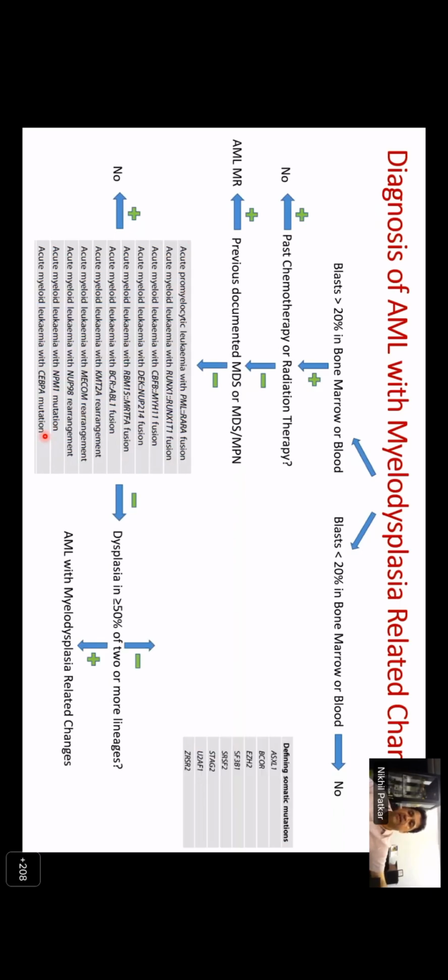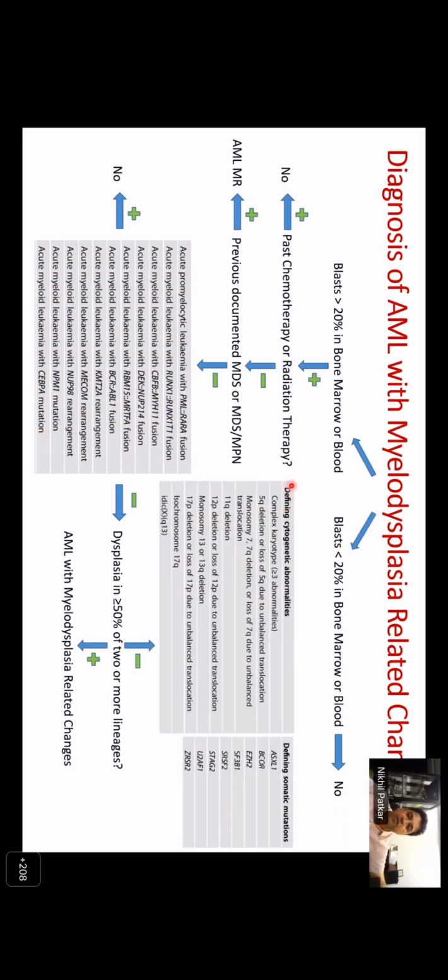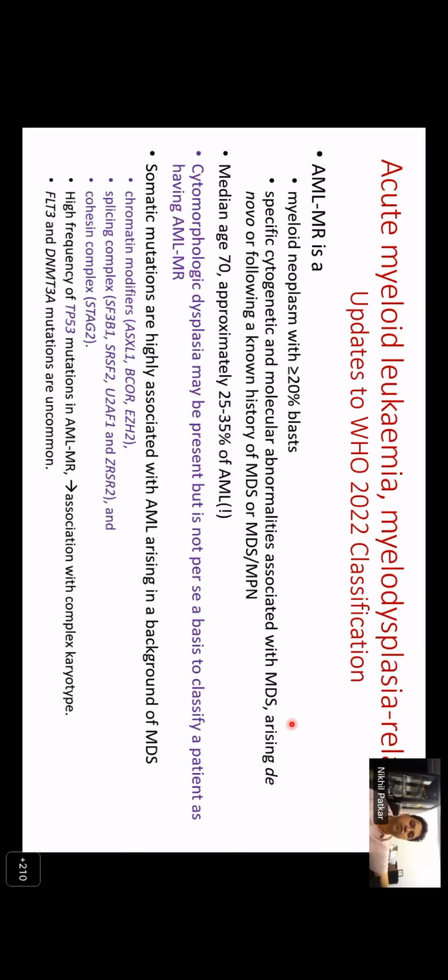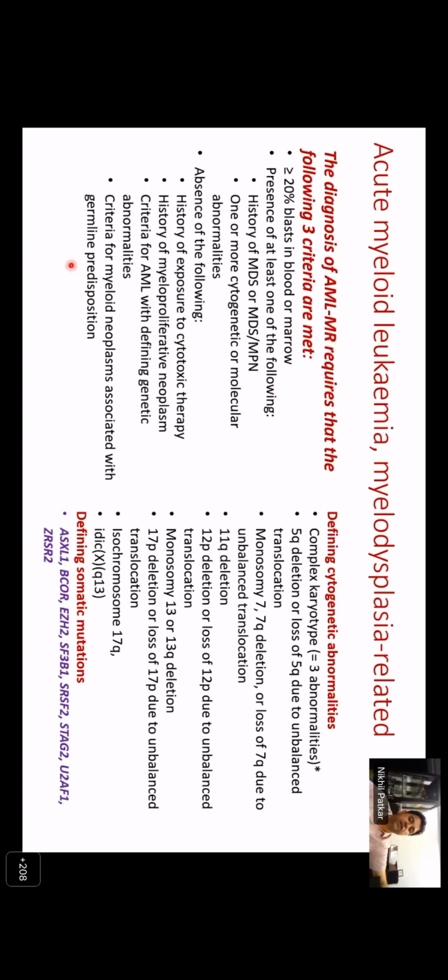If dysplasia is not there, like in this patient, and if you have any of these cytogenetic abnormalities or somatic mutations, it still becomes AML with myelodysplasia related changes, based on the previous paper that we saw. So the new WHO classification says that AML-MR is a neoplasm with 20% blasts with either a specific history that this patient has MDS or MDS-MPN and now has become AML, and with cytomorphologic dysplasia in 2 or more cell lines. But cytomorphologic dysplasia may or may not be there. If it is not there, you can see mutations in any of these 8 genes and you can still say it is AML-MR. So there are criteria, and please remember these criteria.